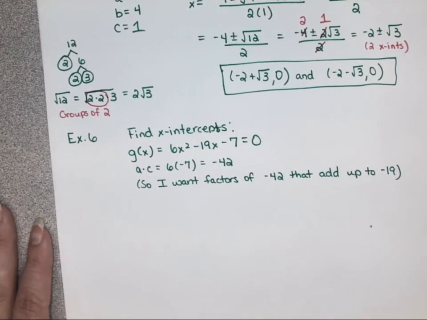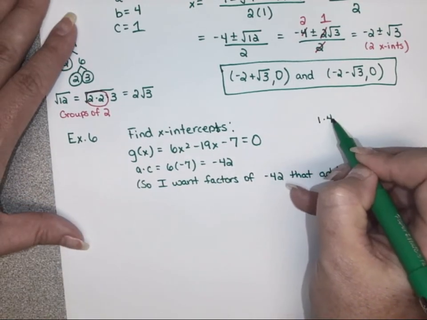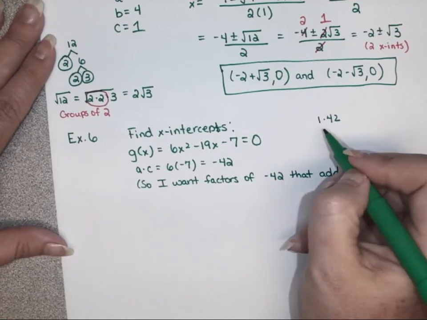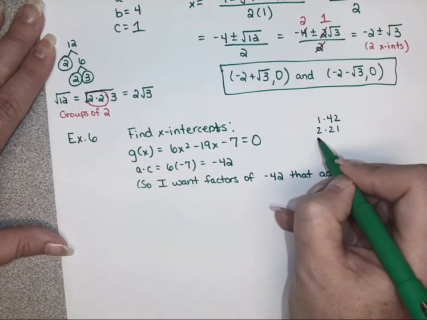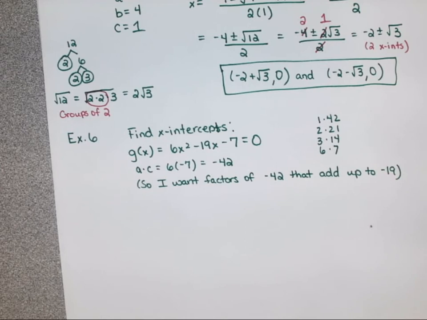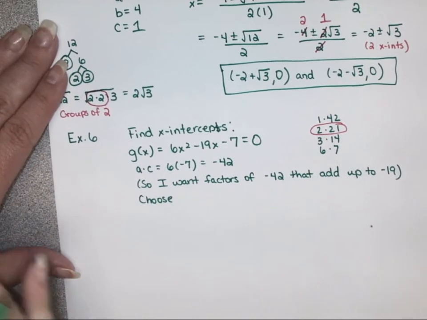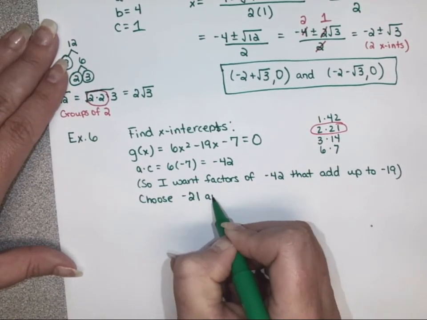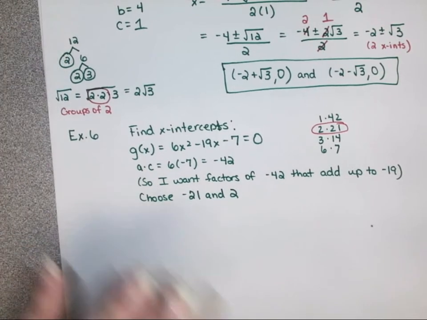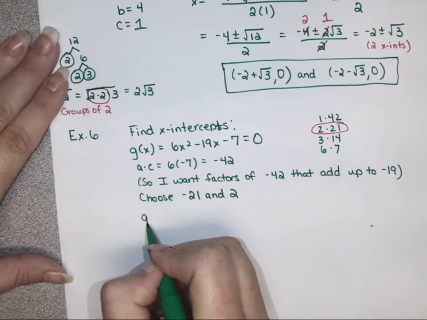If you're having trouble finding them, you can list them off to the side. So let's list a couple of them. 1 times 42 would work, although one of them needs to be negative. 2 and 21, 3 and 14, and then 6 and 7. Which are the pair that we could use and combine to be negative 19? These guys are the ones we can use. Make sure your signs are right: negative 21 and positive 2, because what are they supposed to be adding up to? Negative 19.